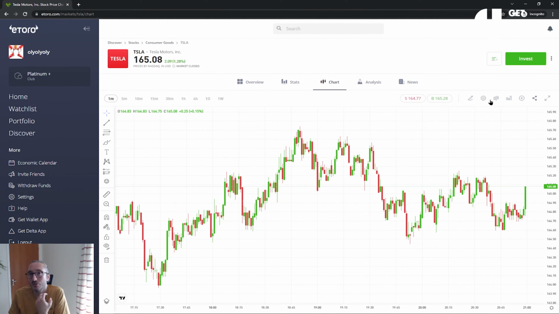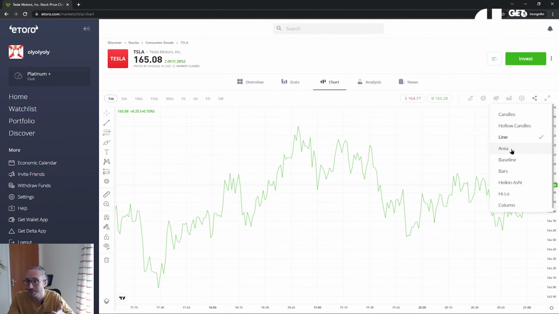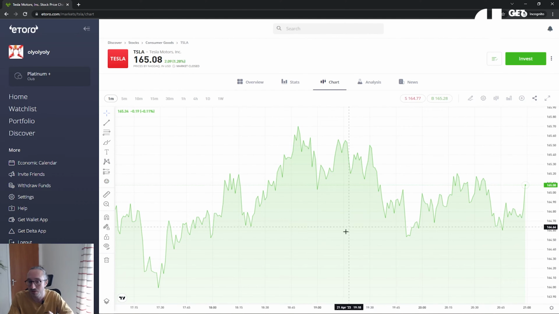As a beginner, you may want to use a line or area chart, which is what I used for a while when starting out, as it's very easy to read. To flip these over, you just need to click on this button here, and I'm going to pick an area. Line and area are basically the same, but an area is just colored in on the bottom, so it will be easier to see on this video.